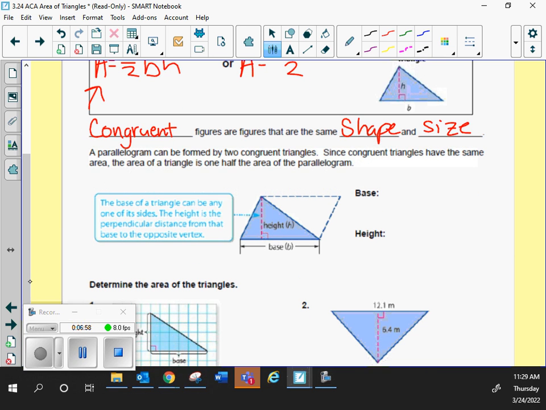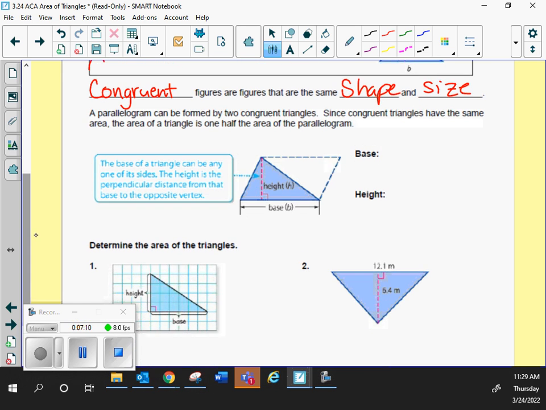A parallelogram can be formed by two congruent triangles. Since congruent triangles have the same area, the area of the triangle is 1/2 the parallelogram. That's just restating what the slide already showed. But the really important thing right here is that the height is perpendicular from the base. We said this word perpendicular means what again? It makes a right angle. So perpendicular means, one more time, what? Makes a right angle. So technically, and we'll see this today, the base can actually be any side.